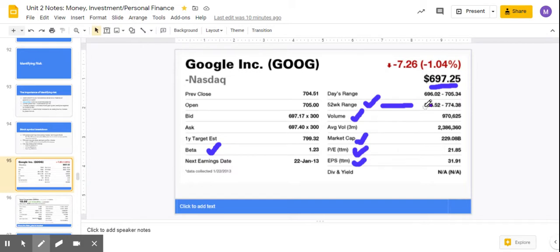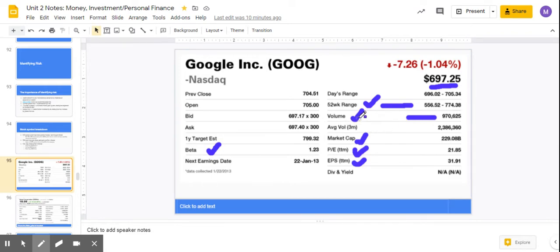The volume is the total amount of shares that are being traded for that day. So on this day, whenever this was, the amount of Google shares that were being bought and sold in the market, 970,625. The higher the volume, that means the more interest there is in buying the company. The lower the volume, that means the less interest there is in buying the company.